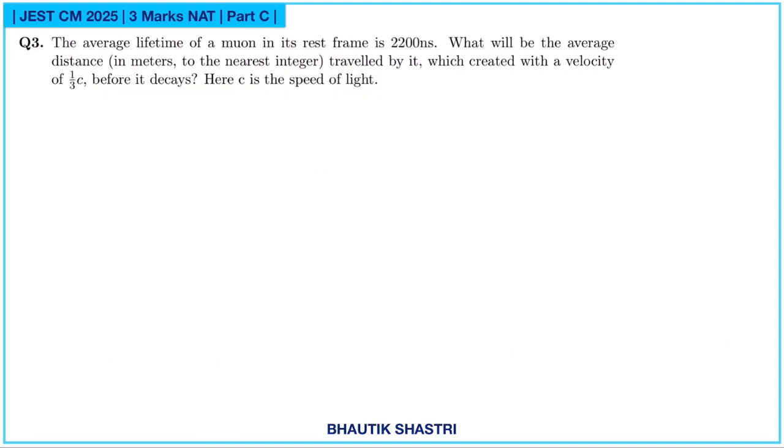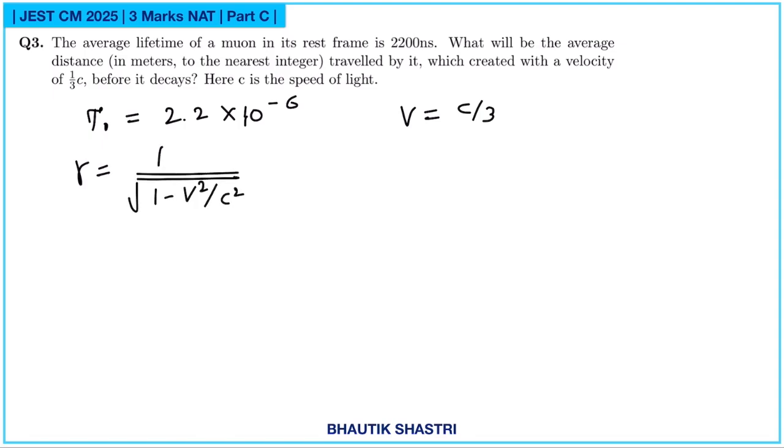Next question. The average lifetime of a muon in its rest frame is 2200 nanoseconds. What will be the average distance travelled by it, created with a velocity of c by 3, before it decays? Here c is the speed of light. So T naught is 2.2 into 10 to the power minus 6. V is equal to c by 3. Gamma is 1 upon under root 1 minus v square by c square. So 1 minus 1 by 9, so 8 by 9, so gamma is 3 by root 8.